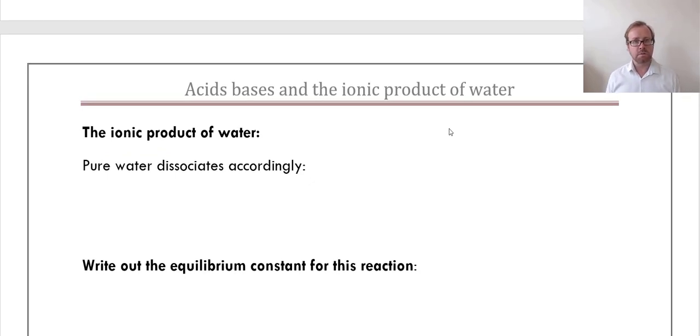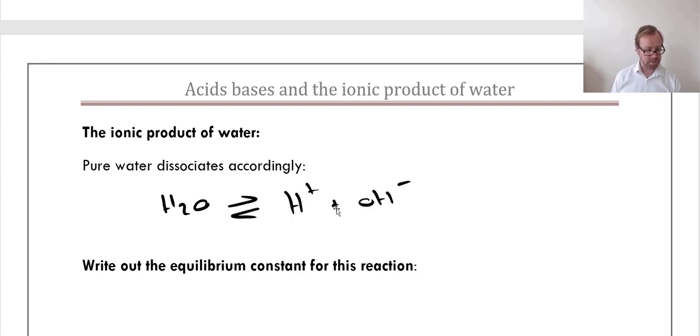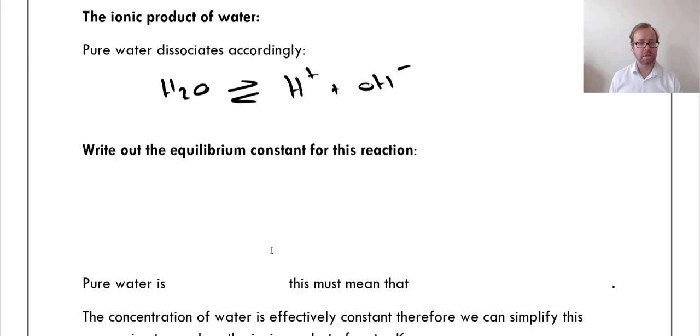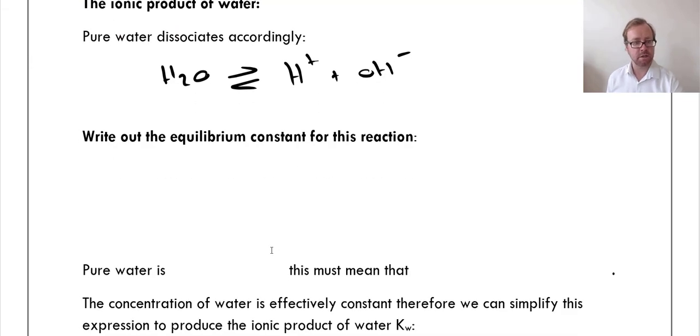Right, so it's useful to know where this comes from or is derived from, but you don't really need to be able to explain it, so we'll go through it quite quickly again. So pure water dissociates, as you know, to H+ and OH-. Right, so write out the equilibrium constant for this reaction. If you've done equilibrium constants, you should have.